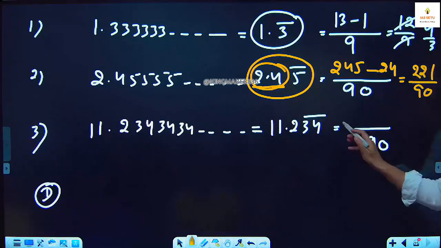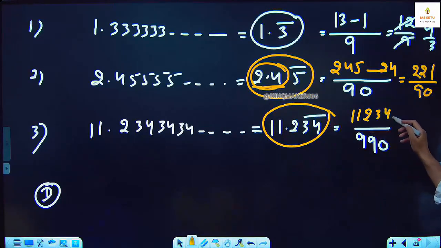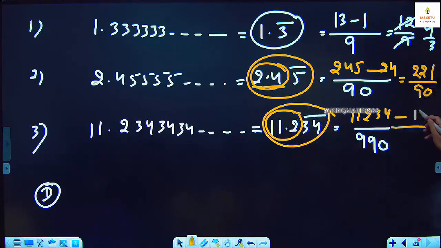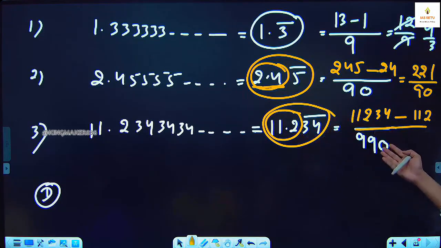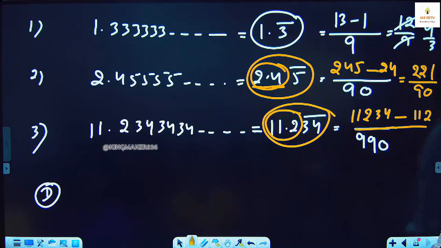Let us write this question. What is the total number? 11,234 minus 112. In one of the batches, one student asked, sir, this decimal will be gone. That is exactly what we have to do. The question was to convert the decimal into a fraction.